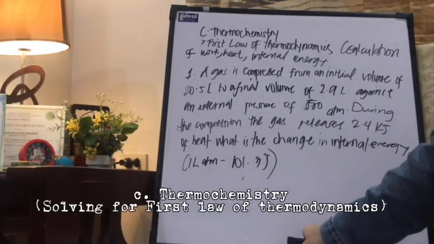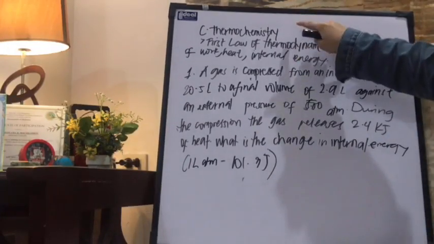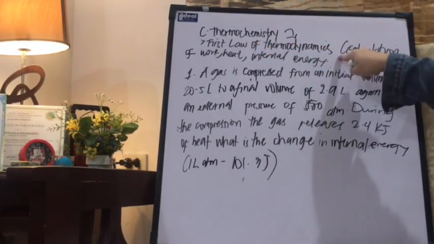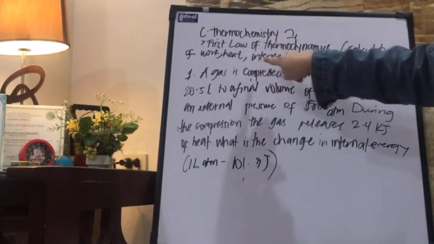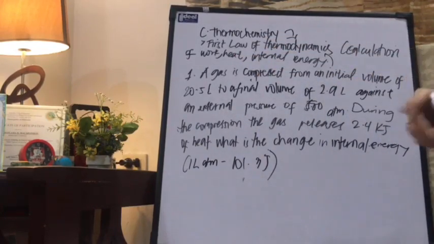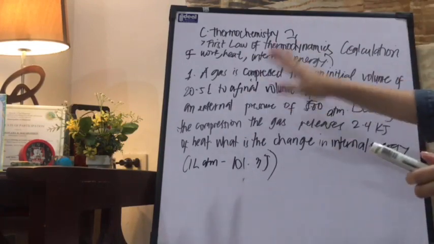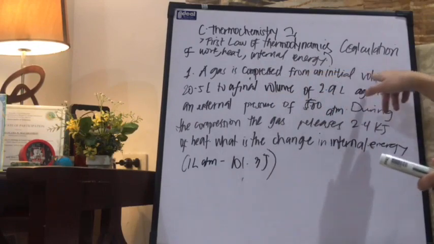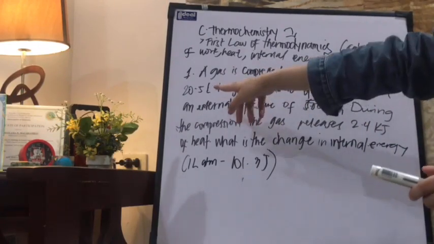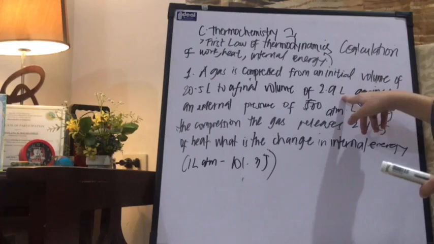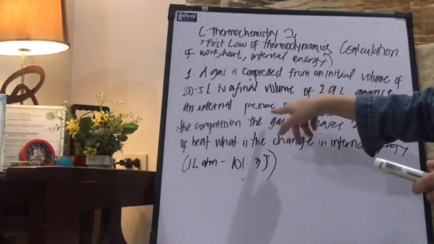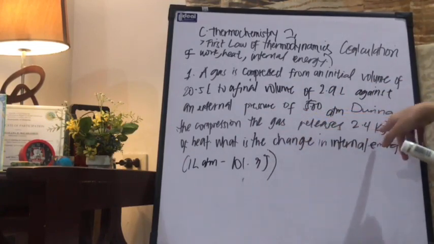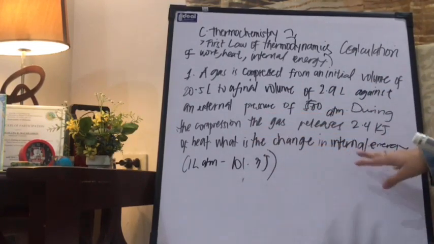So the last problem that we'll tackle is under thermochemistry. A part of thermochemistry is the first law of thermodynamics, which is the calculation of work, heat, and internal energy. So this is an example of a problem under thermodynamics. Number one: a gas is compressed from an initial volume of 20.5 liters to a final volume of 8.9 liters against an external pressure of 5.00 atm. During the compression, the gas releases 2.4 kilojoules of heat. What is the change in internal energy?